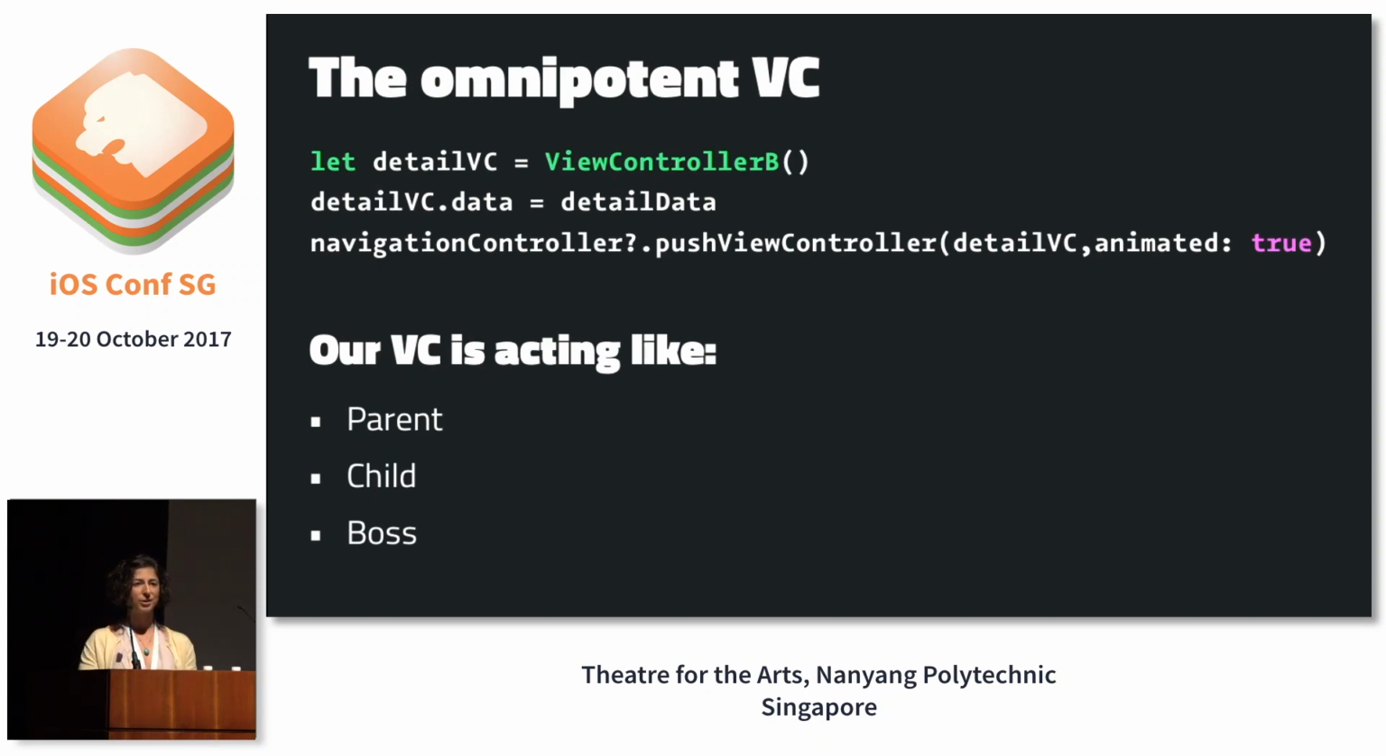And also, ViewControllerA is not just assuming the navigation, it's deciding how to transition. It's deciding on that push animation, or maybe it's creating a custom animation. But ViewControllerA is making the decision about how to get to the next place. So ViewControllerA has a lot of jobs. It's a parent, it's acting like a child, and it's also a boss. It's doing all these different things.